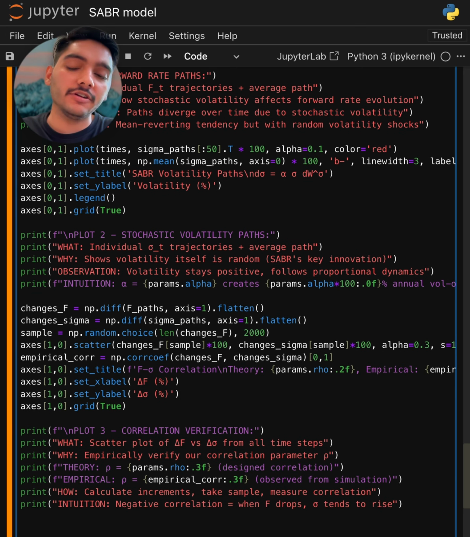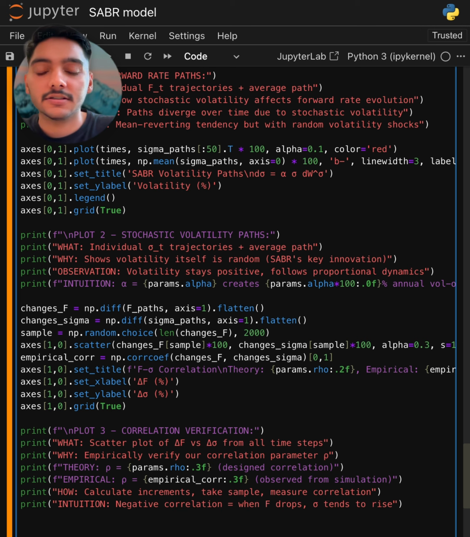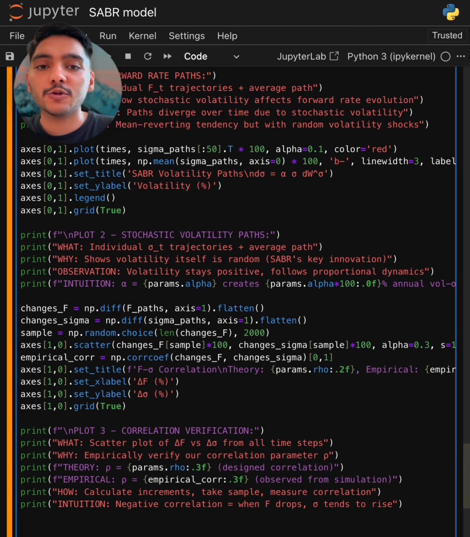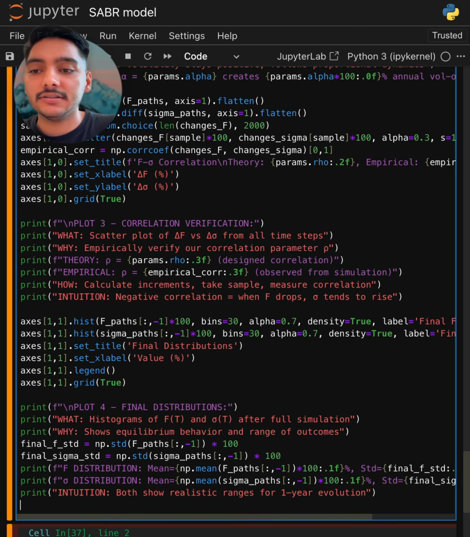This full code will be provided in the comment section below and also in the description. If you don't have the time to see the video, you can refer to that for easy access. Plot 4 which I am making will be the final distributions: histograms of final f and sigma values, showing the equilibrium distribution after 1 year of evolution. So it will be something like this.